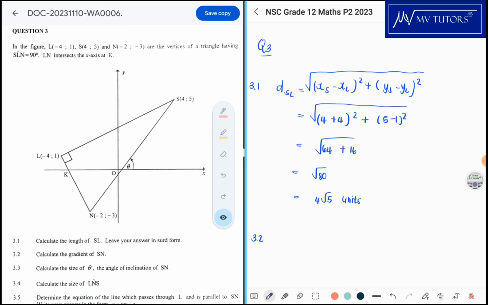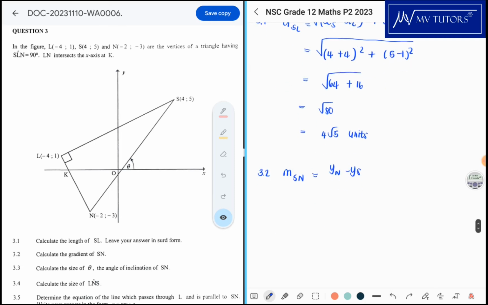3.2 says calculate the gradient of SN. Okay, so SN, we can see that's the slanted, that's the hypotenuse. So gradient of SN. Okay, so far they're asking basic questions. So yN minus yS. Please don't put x in the numerator. When you calculate gradient, it's y over x. Okay, and then xN minus xS.